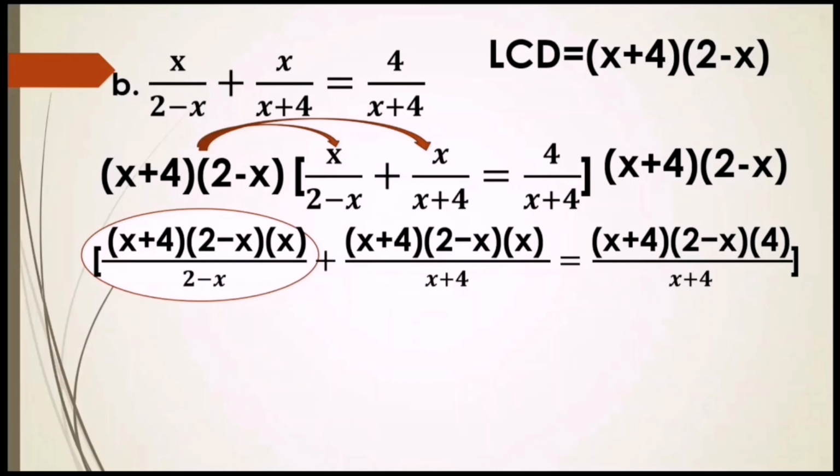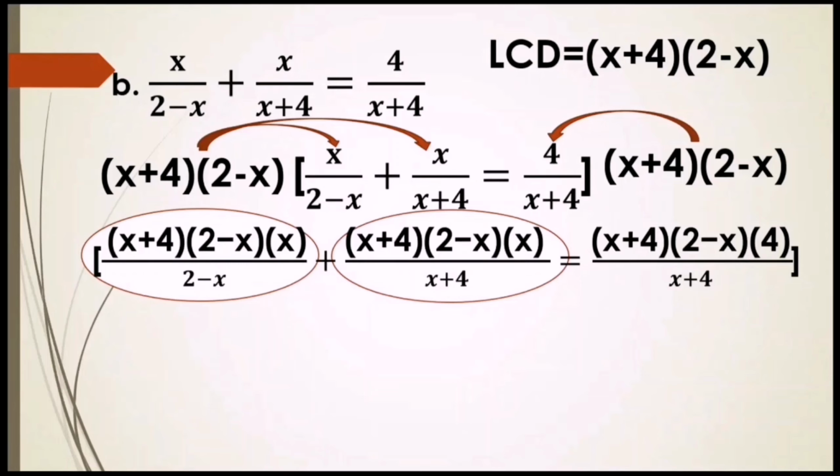And then our LCD multiplied to our second term, which is x plus 4 times 2 minus x times 2 all over x plus 4. And then equals, multiply it to the right hand side because whatever you did on the left will be done on the right hand side.